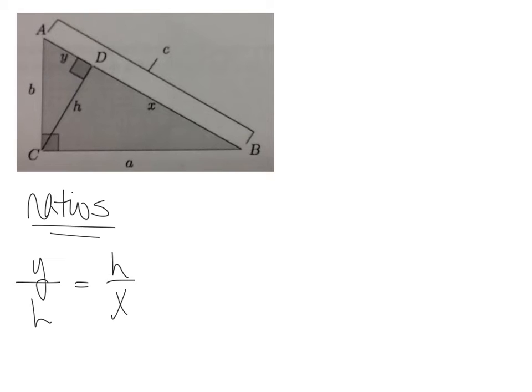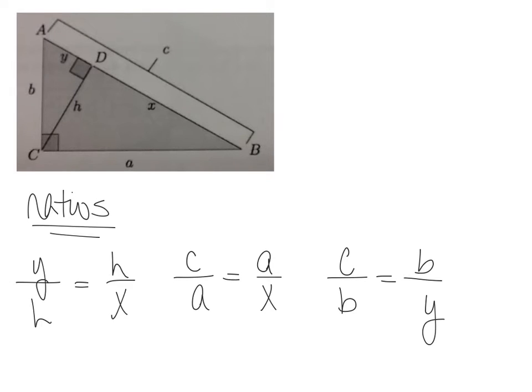Now I can look at the big triangles and the legs. I can say hypotenuse over A equals A over that short piece of the hypotenuse. And I can also say hypotenuse over B equals B over that piece of the hypotenuse. So I did C over A equals A over X. I can also say C over B equals B over Y. Those are the ratios.